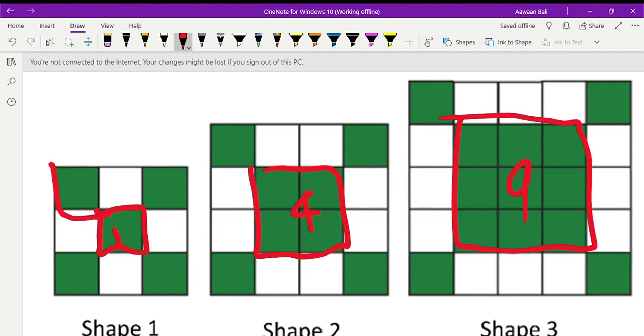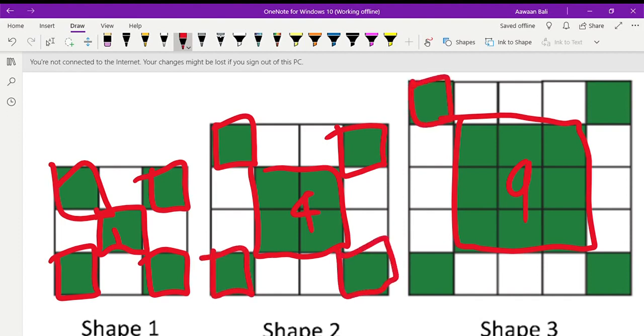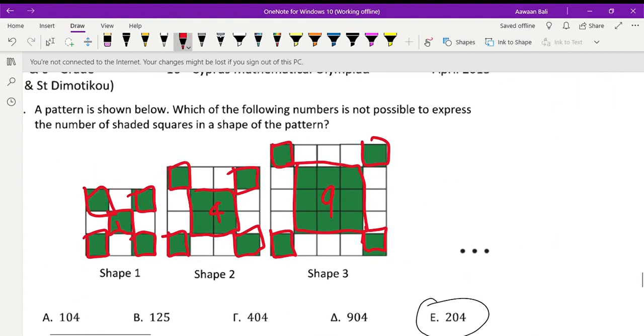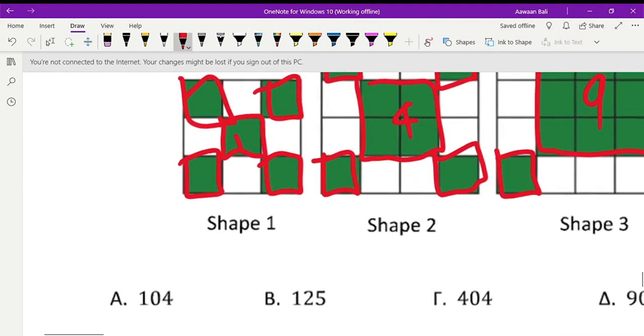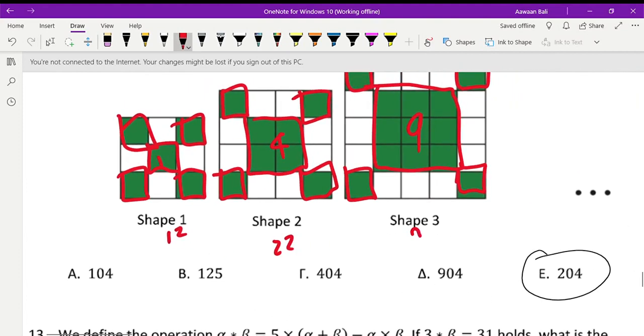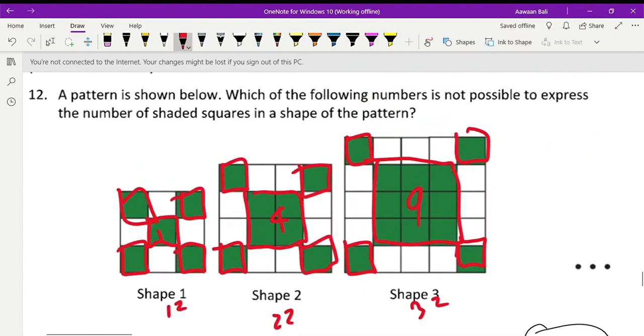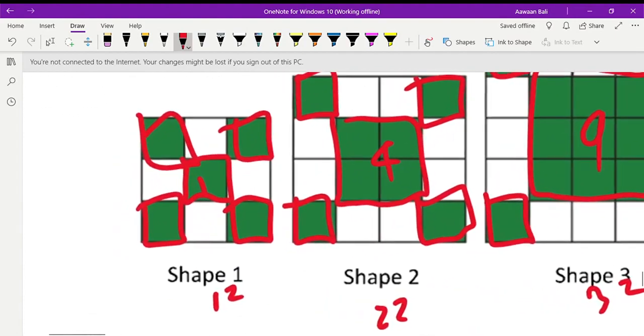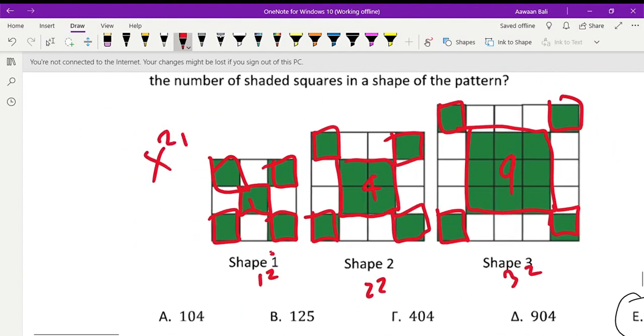And there's always an extra 4 squares for every shape. Always an extra 4 squares. It's in shape 1, it's in shape 2, it's in shape 3 also. Which means that, for shape 1 it's 1 squared, shape 2 is 2 squared, shape 3 is 3 squared. So you could say the formula is, where x is the position, x squared plus 4. The position squared plus 4.